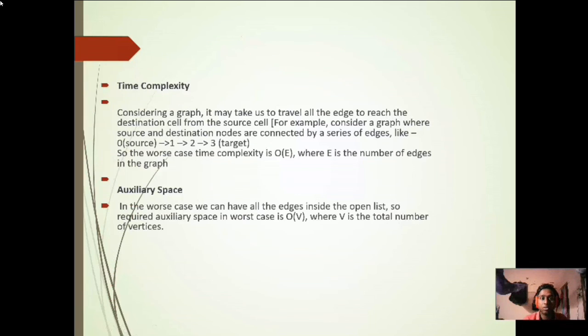Now we will learn about the time complexity of the A-star algorithm and the auxiliary space complexity of this algorithm. If we consider the worst case time complexity, in the graph it may take us to travel all the edges to reach the destination point from the starting cell. So in this case the time complexity is going to be big O of E, where E represents the number of edges in the graph. And for the auxiliary space, in the worst case we can have all the edges inside the open list. So the required auxiliary space in the worst case is going to be big O of V, where V is the total number of vertices.